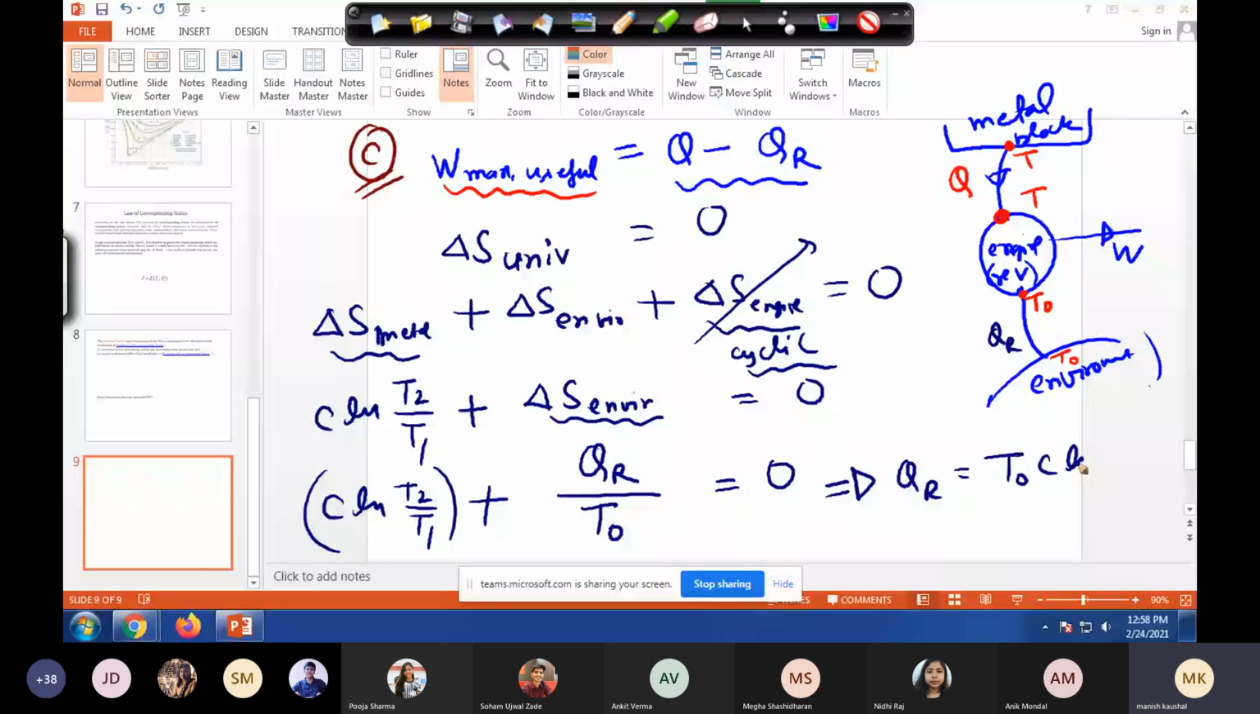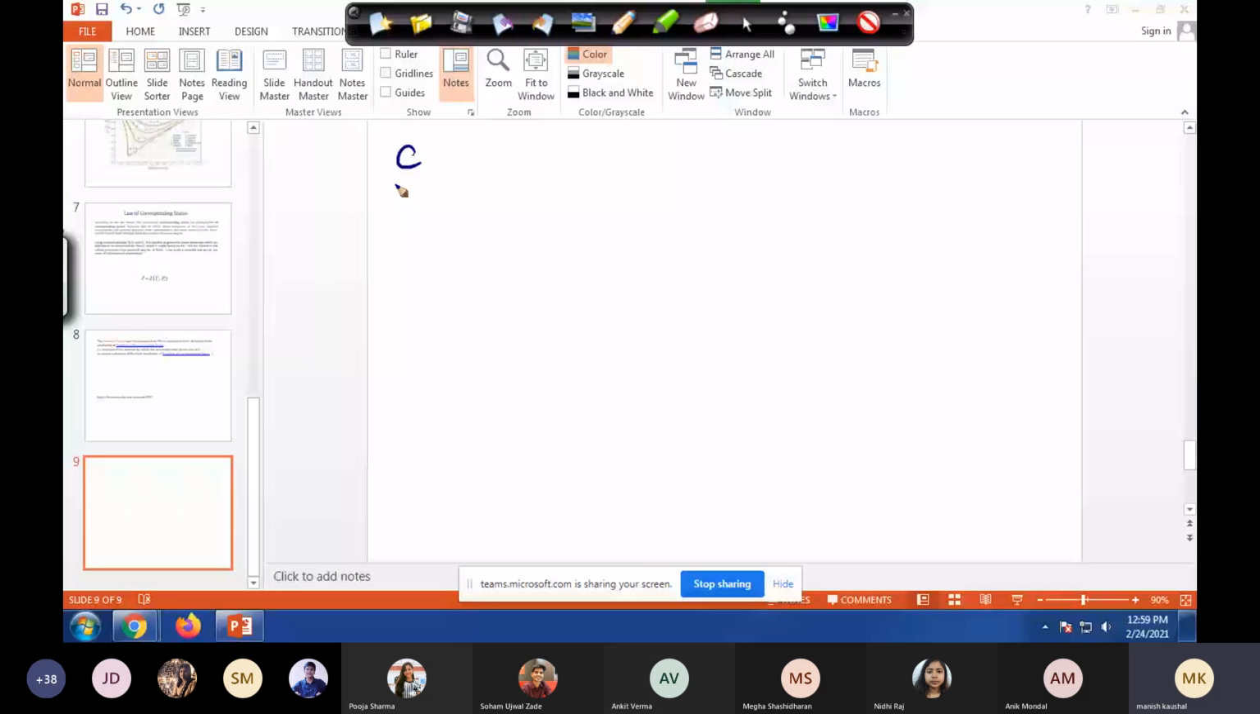So QR comes out to be 28.49 kilojoule per kg. Once you know Q and QR, it's very easy. You can calculate W max useful when engine is working reversibly. It's simply 40, the heat given to the engine, minus heat rejected, which is 28.49, so 11.51 kilojoule per kg.